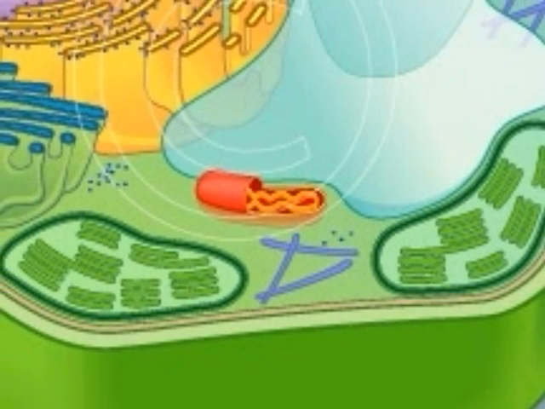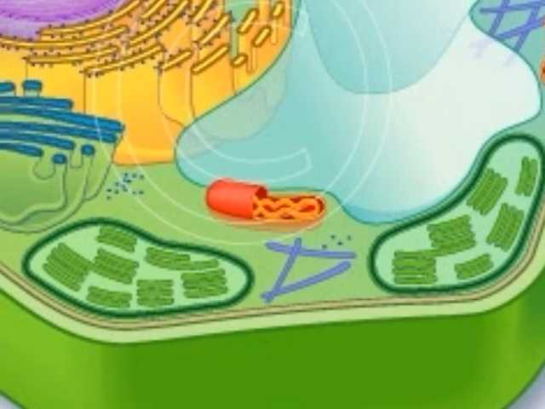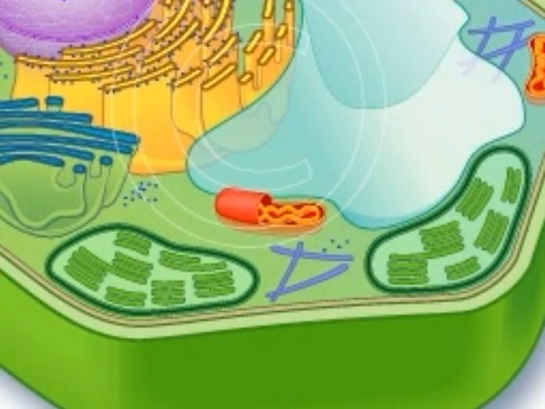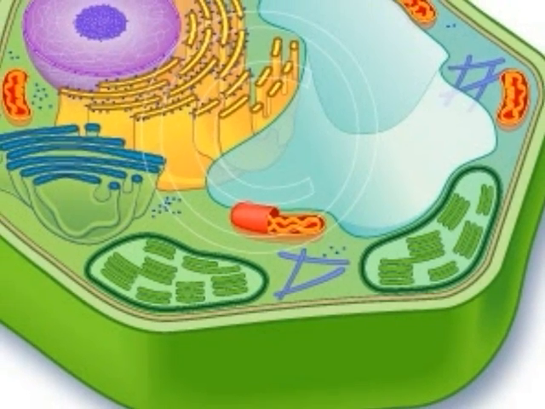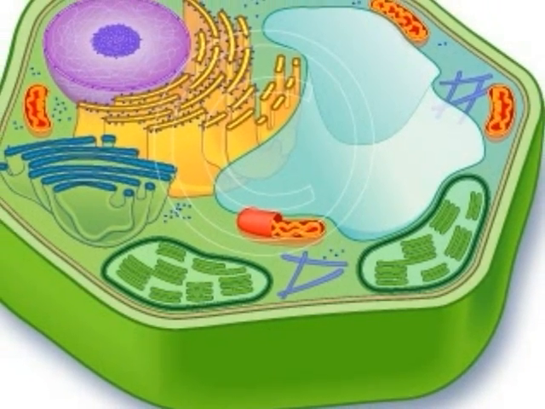Many scientists have worked for a really long time researching cells, and they've concluded that eukaryotic cells have come from prokaryotic cells from the past.